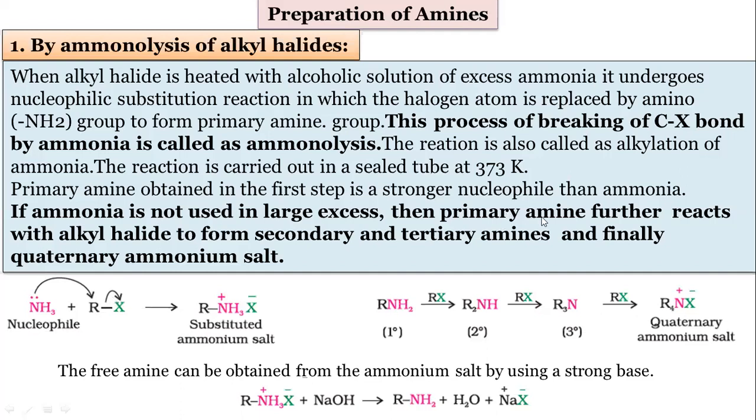will get the mixture of primary amine, then secondary amine, then tertiary amine, and finally the quaternary ammonium salt. This ammonolysis reaction is carried out at a temperature of 373 K in a sealed tube. So it may be asked for 1 mark or 2 marks.